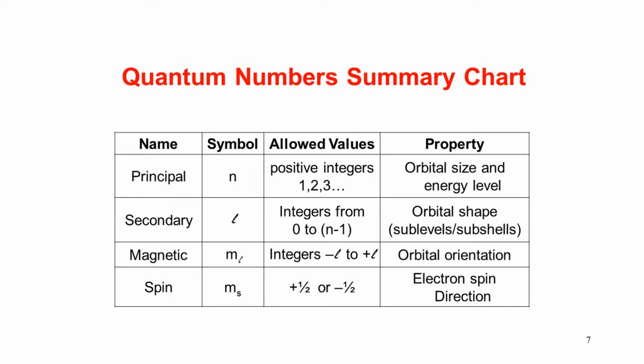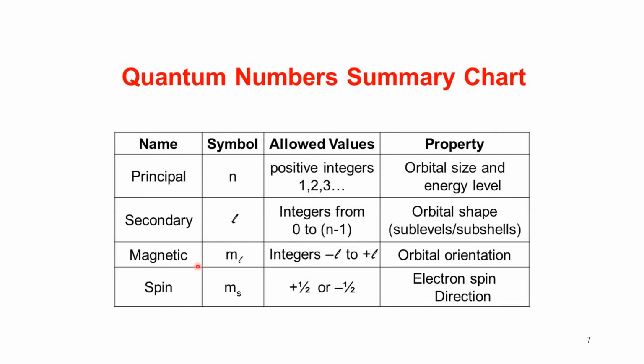In order to summarize all this, let's take a look at everything we just discussed. The principal quantum number, specified by n, can be any positive integer and describes both orbital size and energy level, meaning that the larger the orbital gets, the more energy our electrons will have and the farther away they can get from the nucleus. The second quantum number, L, is any value from 0 to n-1 and describes the orbital shape, things like s, p, d, and f.